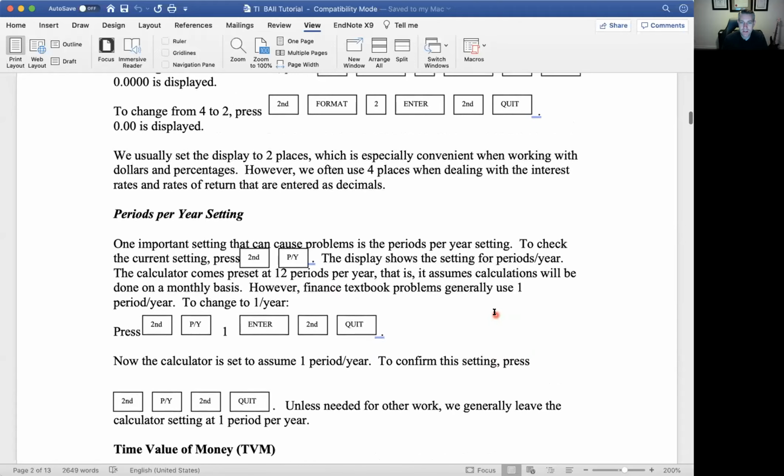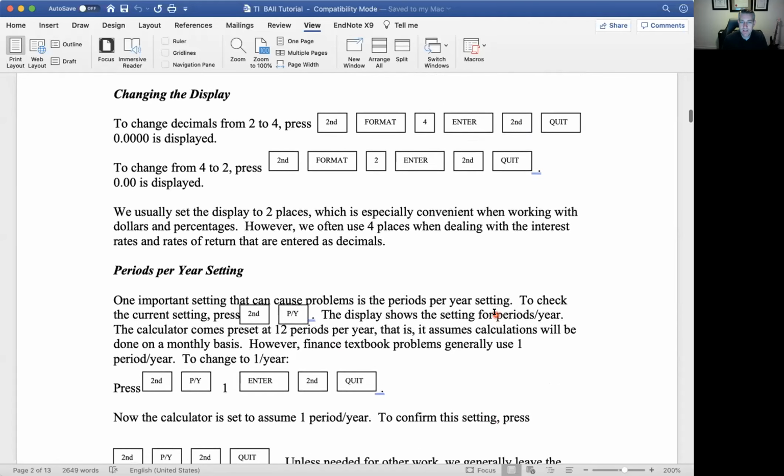Okay, so those are the 2 settings you want to make sure you have set correctly on your calculator. If you don't have them set the right way, then you'll have rounding issues, which will affect your answer. And you absolutely want to have your periods per year set to 1 period per year. That'll help as you work through the problems.